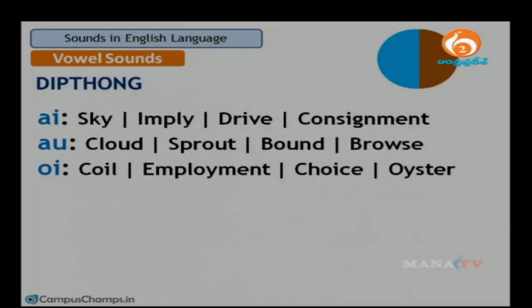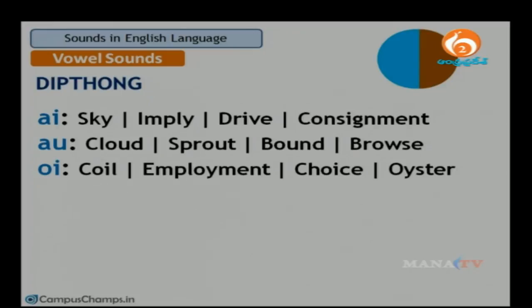And here comes diphthongs. Diphthongs are combinations of two sounds. For example, I, sky, imply, drive, consignment. Ow, for example, cloud, sprout, bound, browse. Oi, for example, coil, employment, choice, oyster.